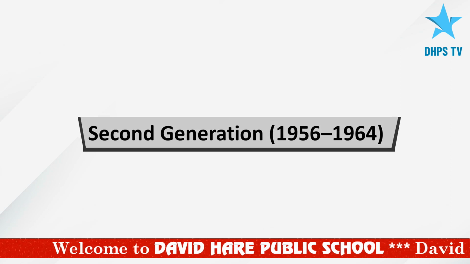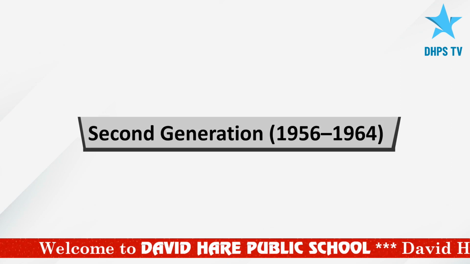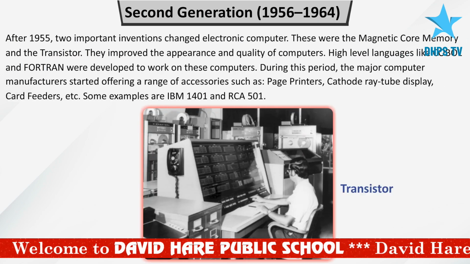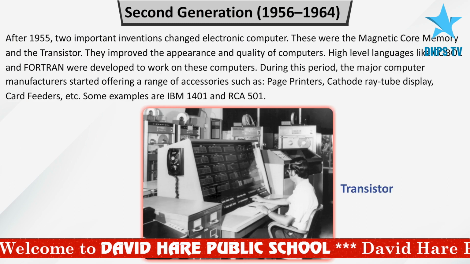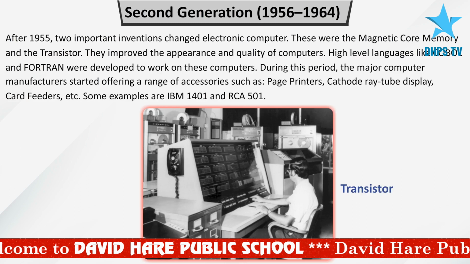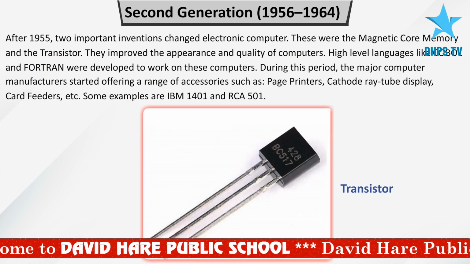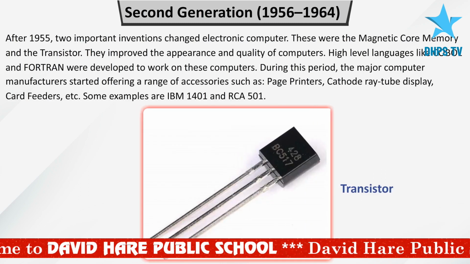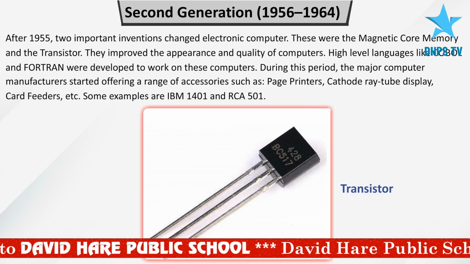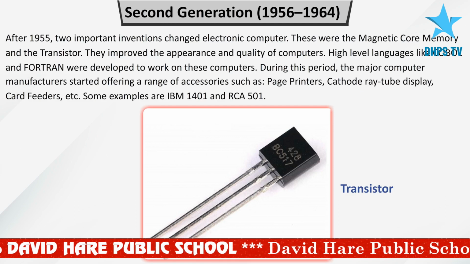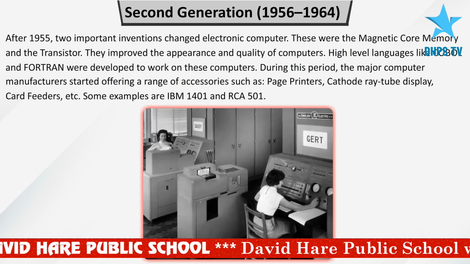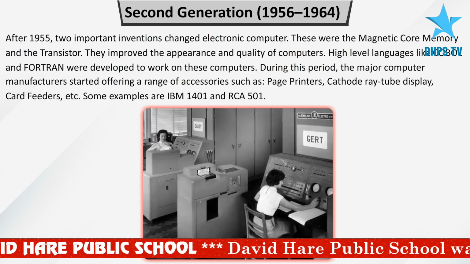Second generation, 1956 to 1964. After 1955, two important inventions changed the electronic computer. These were the magnetic core memory and the transistor. They improved the appearance and quality of computers. High-level languages like COBOL and Fortran were developed to work on these computers.